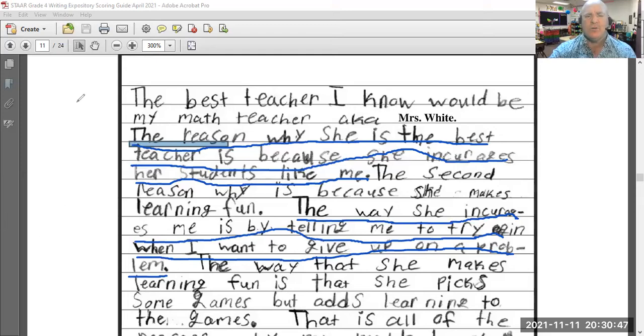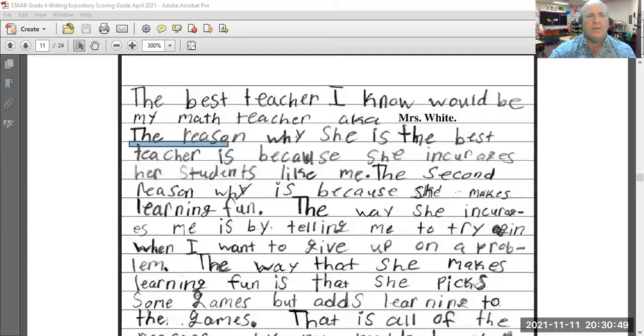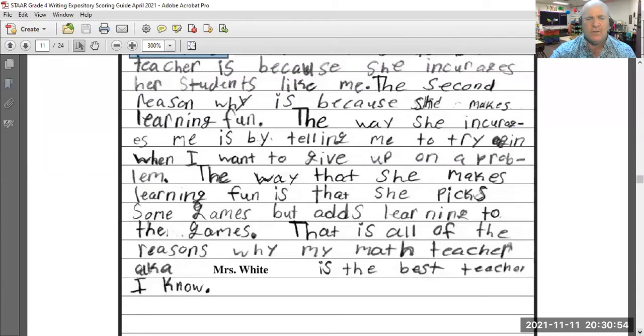So if we were to clear the drawing and take a look, what did the student use to end the essay? Let's see, I'm going to skip the other reason. That is all of the reasons why my math teacher, AKA Mrs. White, is the best teacher I know. Now, if you remember, my pinky had a picture of dessert on it. I want dessert ending. Since they already wrote those things, those are the reasons. That's a sock that too many students would use when they write.